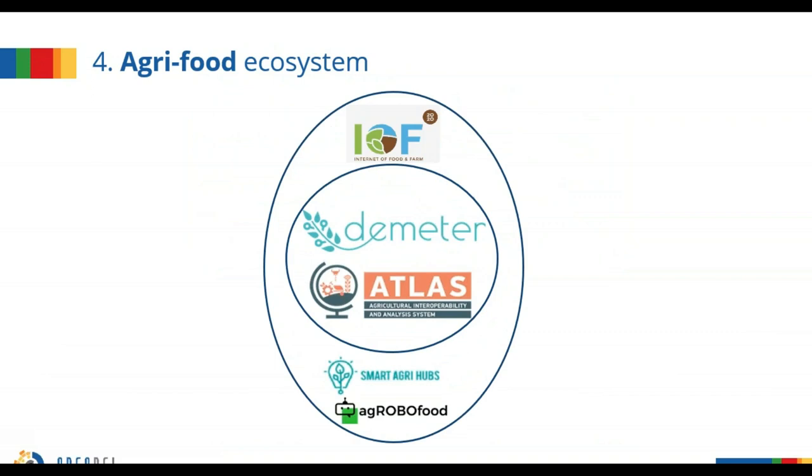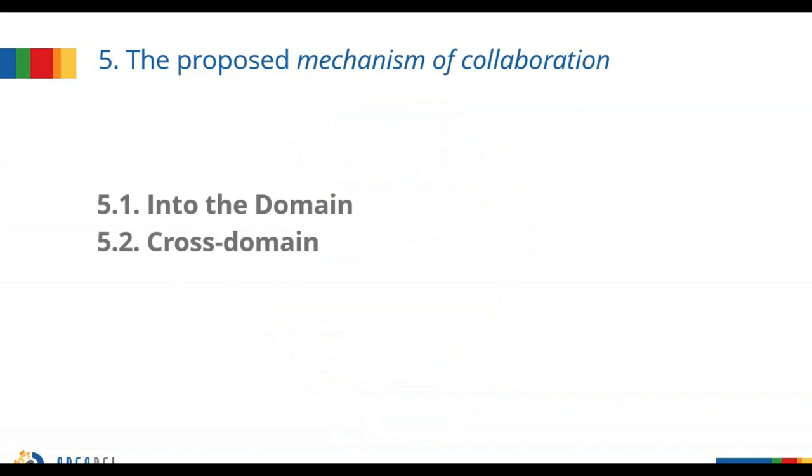Focusing on the agri-food ecosystem, which is the focus of today's webinar, you can see in this picture two main circles. An inner circle, represented by DEMETER and ATLAS, which are the two innovation actions, large-scale projects, with whom we have the closest relationship. And then we decided to open the ecosystem also to other more mature projects, for example IoF2020, which is a very successful large-scale pilot as well, and Smart Agri Hubs and Agri Robo Food.